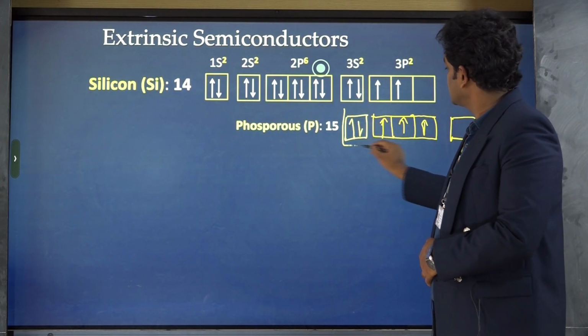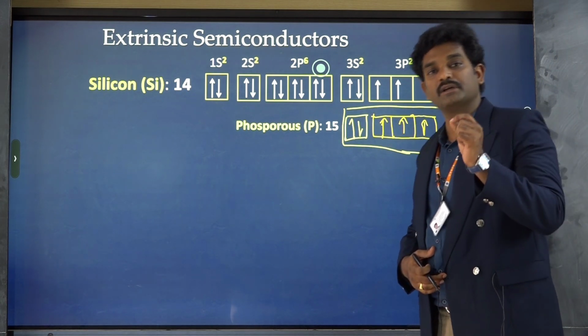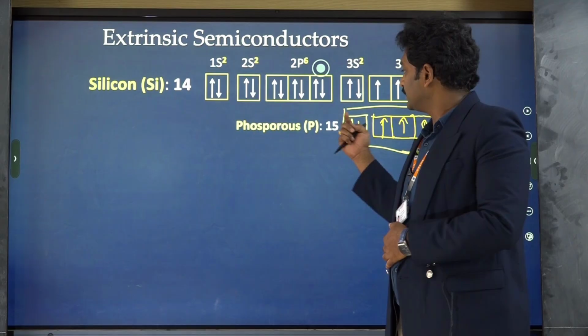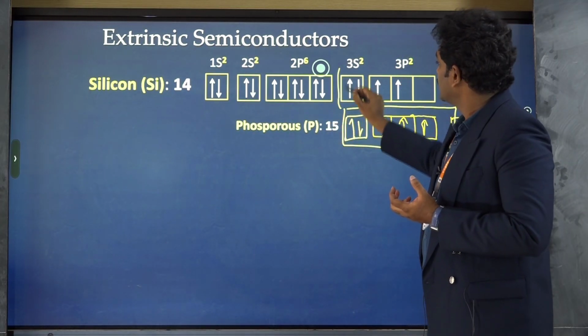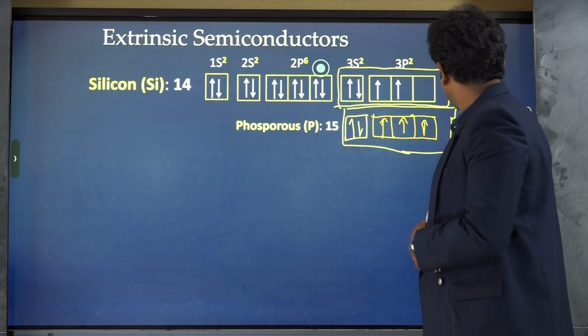So from this you can see in the outermost orbit you have 5 electrons, which means phosphorus can form pi bonds with the neighboring atoms. But what we are doing, we are taking silicon crystal which is having 4 valence electrons, and we are replacing a few silicon atoms with the phosphorus atoms. Okay, let's see what happens.